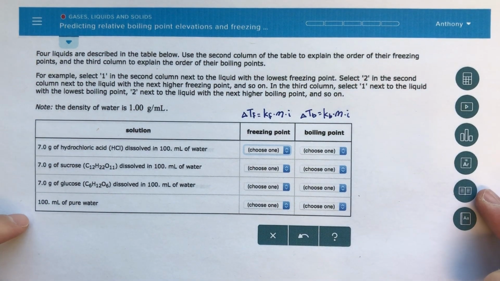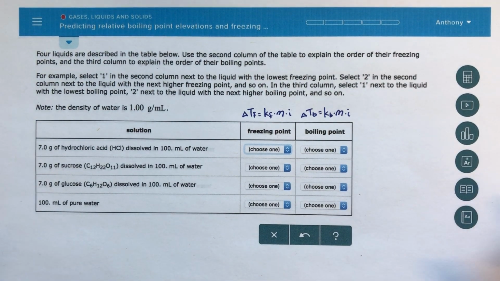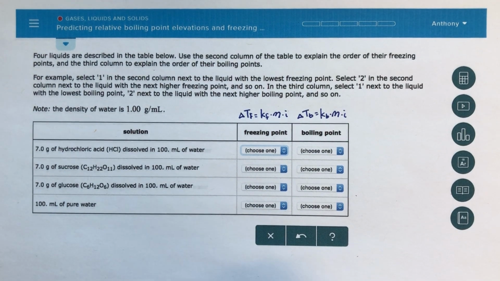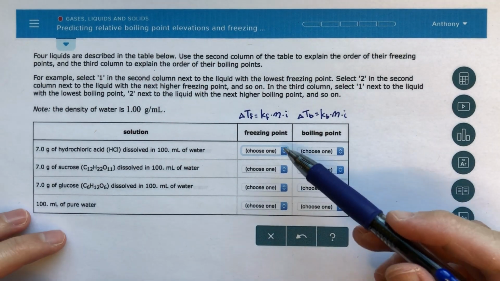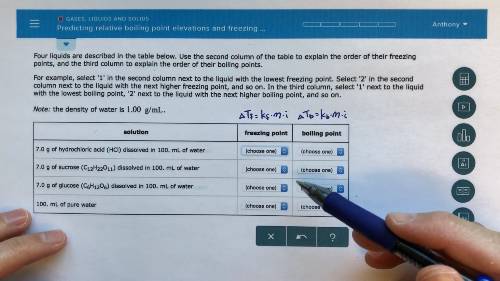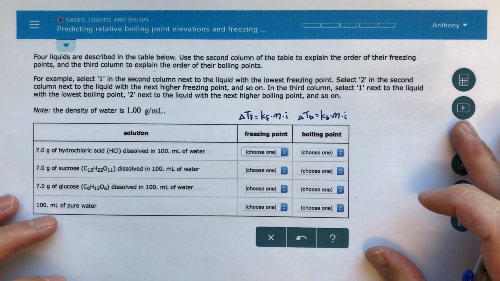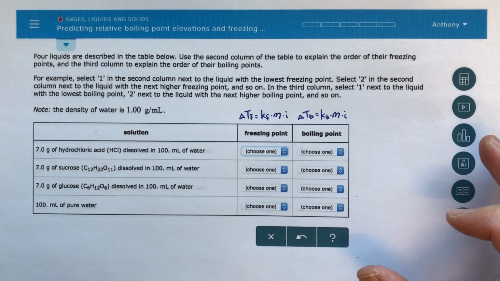All right, welcome back. So this is an ALEKS topic that was requested, so thank you for the request. This topic is called predicting relative boiling point elevations and freezing point depressions. It's actually quite a complex topic. I think a lot of times when these ALEKS topics just have you rank these things, they can be a lot more complicated than you might think. So there's a lot going on in this, so we'll go ahead and get into it.